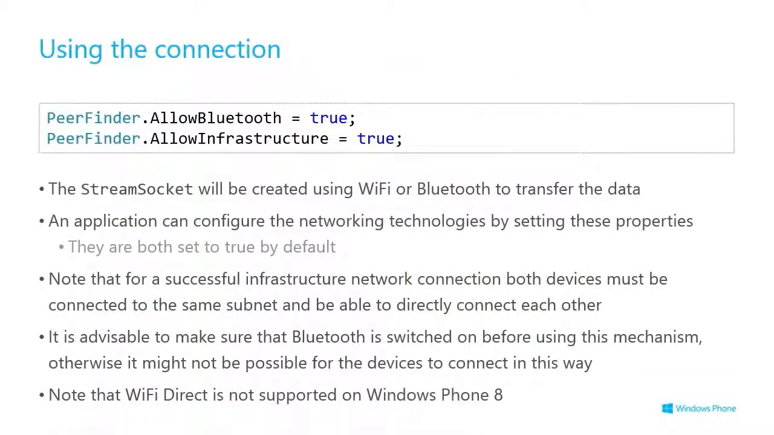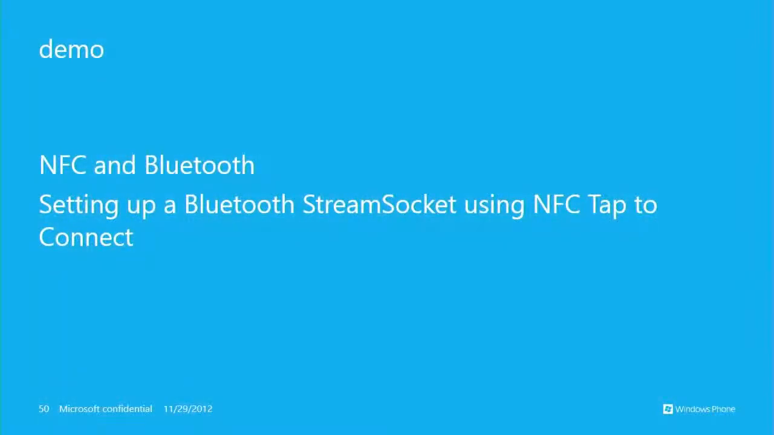So this is how you select what the actual network connection is going to be that is set up. By default, both are true, so you can allow Bluetooth and allow infrastructure. On Windows 8, you can also allow Wi-Fi Direct, I think. Both are set to true by default, but if you want to only allow one, you can set the other to false. And Bluetooth is preferable, actually; it's more reliable.